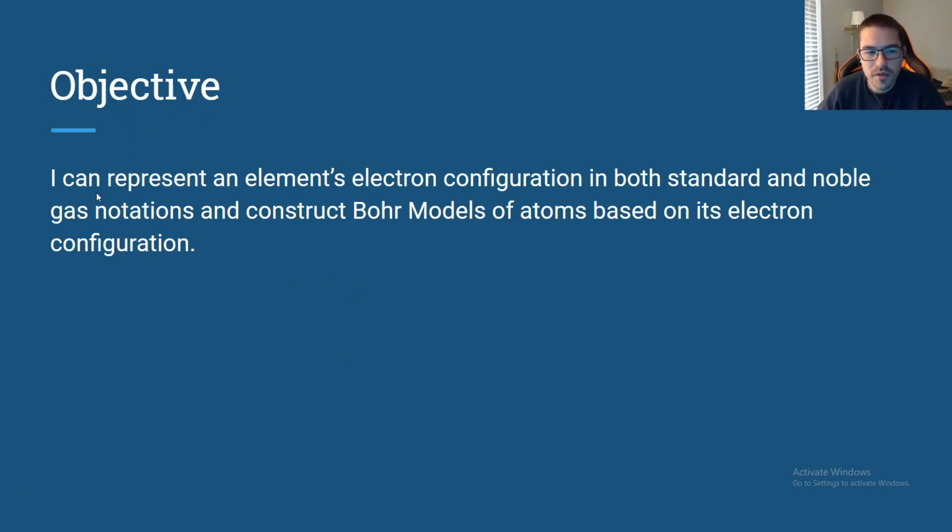We are going to be learning how to represent an element's electron configuration in both standard and noble gas notations. We'll talk about that. And we're going to learn how to construct Bohr models of atoms based on the electron configuration. The electron configuration of an atom is just where the electrons are. So we have to learn, first of all, how electrons behave, and then we also have to learn how to actually write down this thing called the electron configuration.